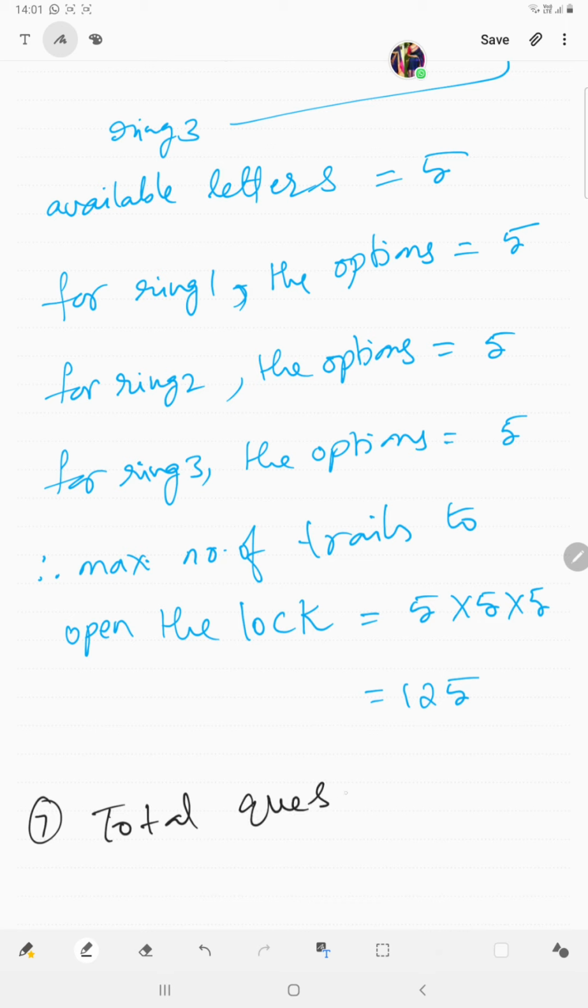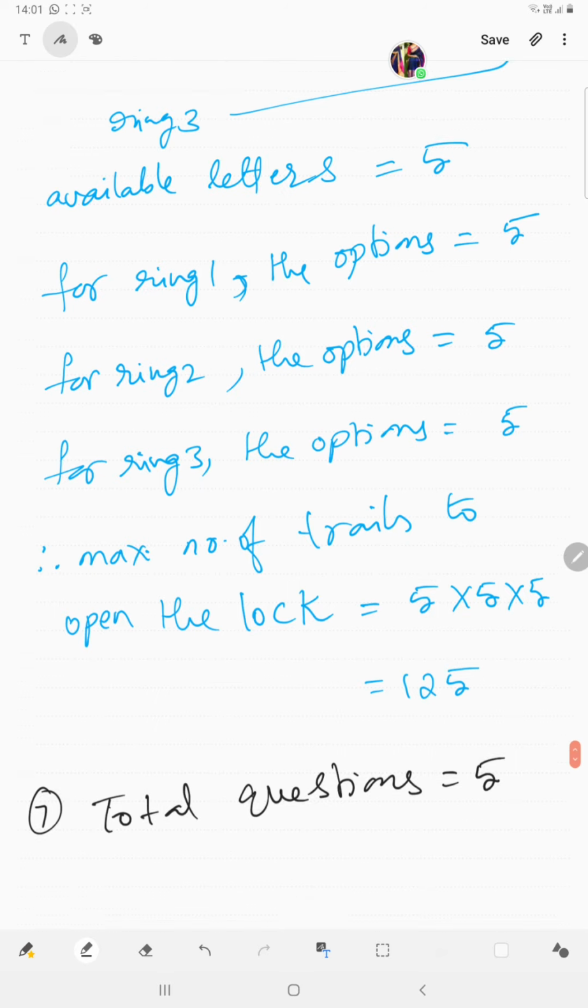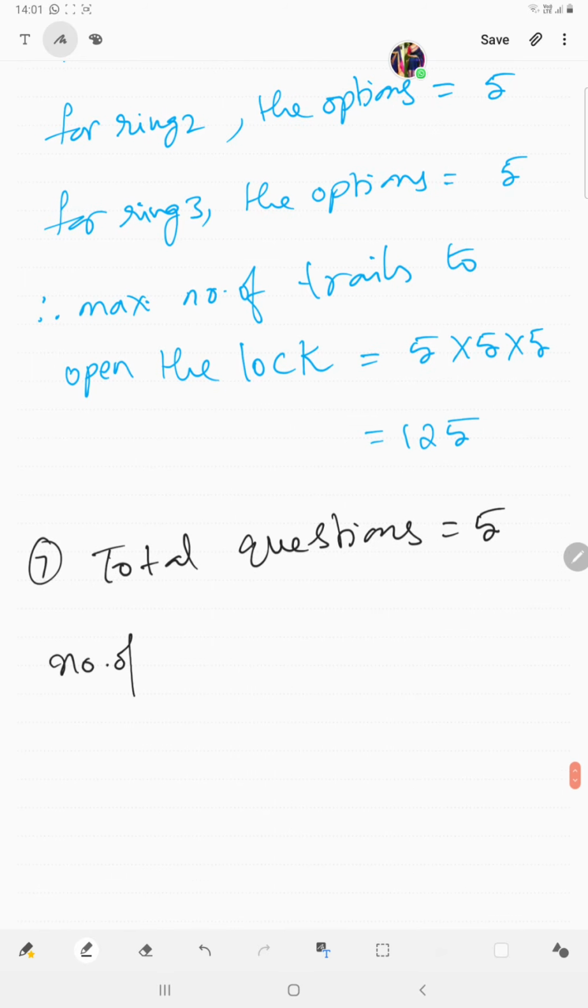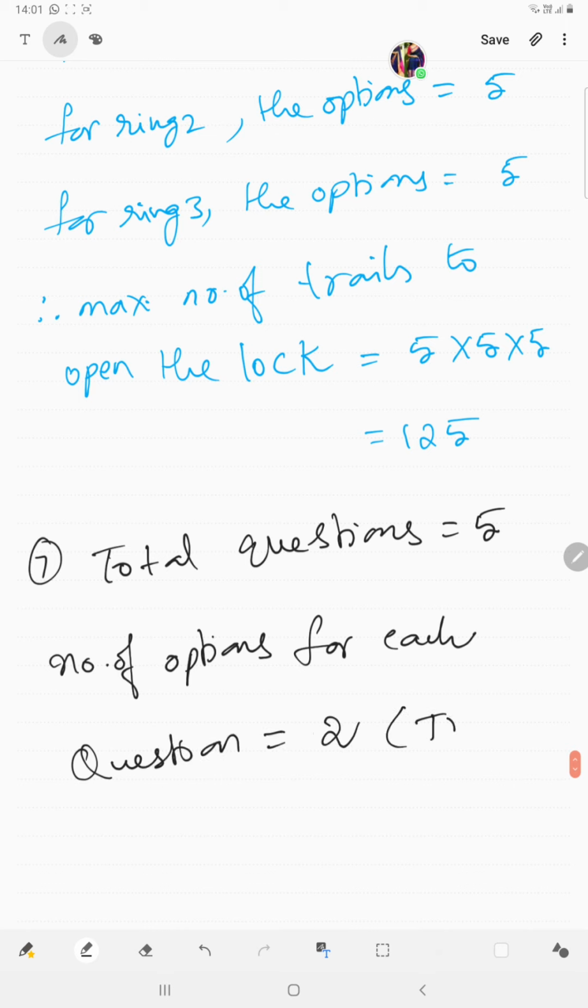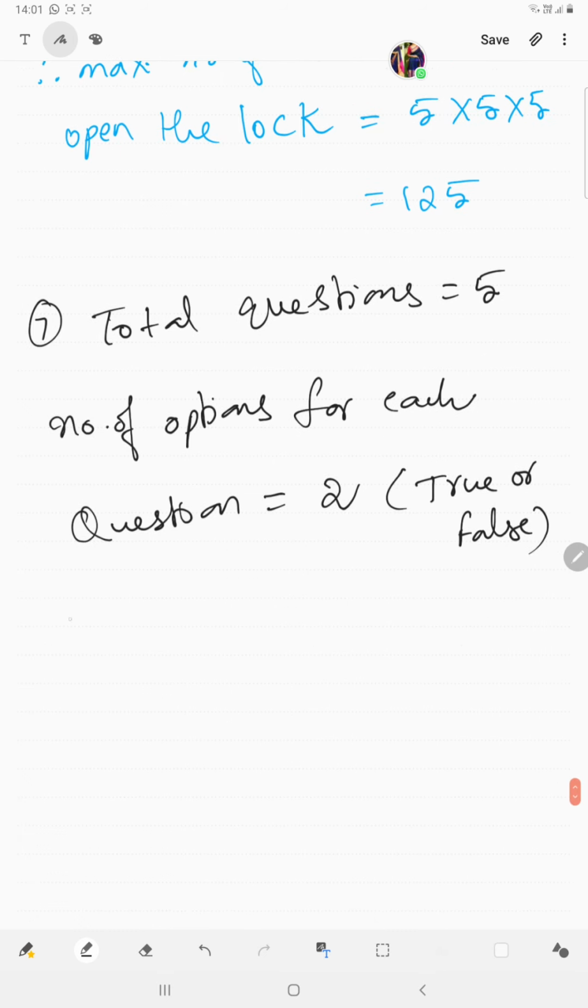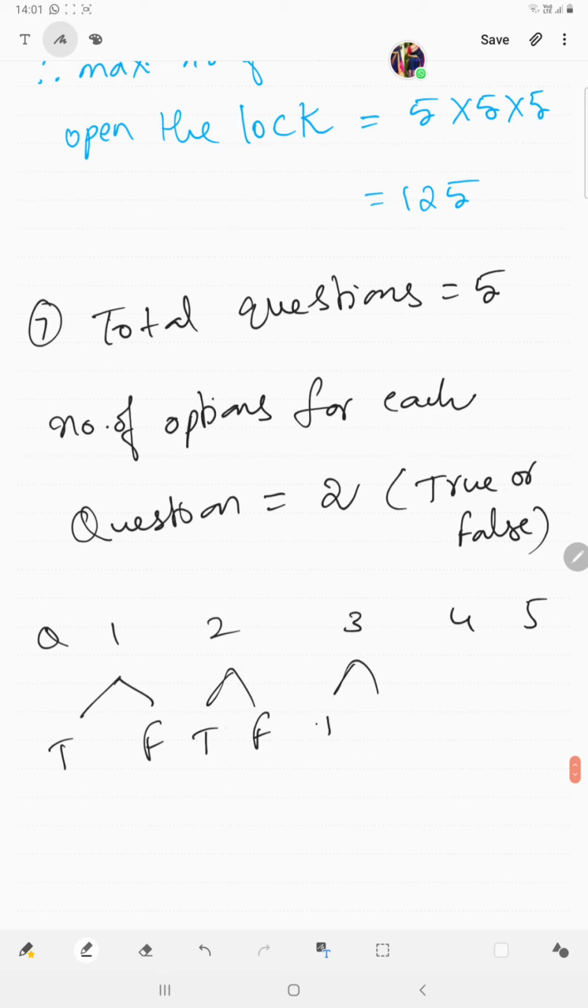Total questions 5. Number of options for each question 2, either true or false. So question 1, 2, 3, 4, 5 can be true or false. Same for this question also, true or false. This question also true or false. Total how many options: 2, 2, 2, 2, 2.